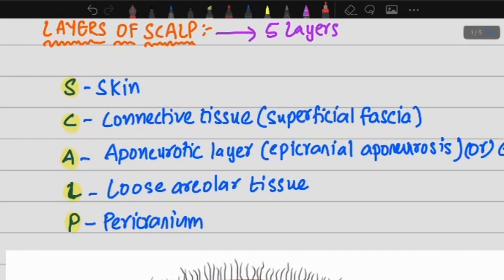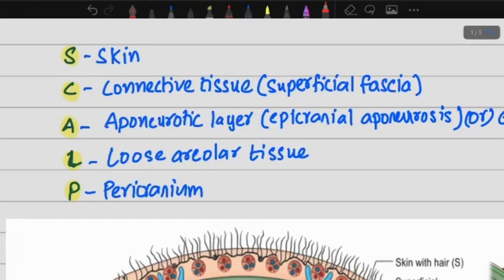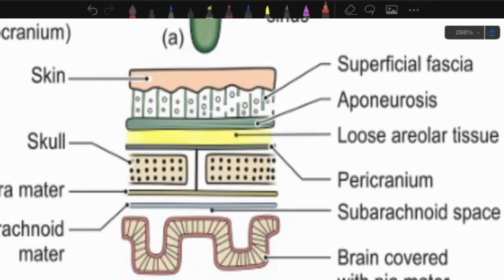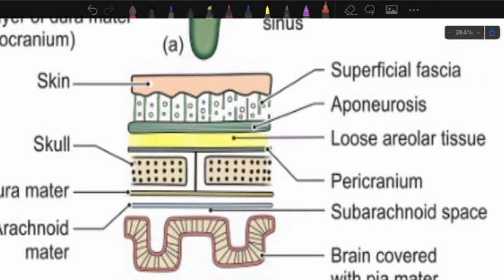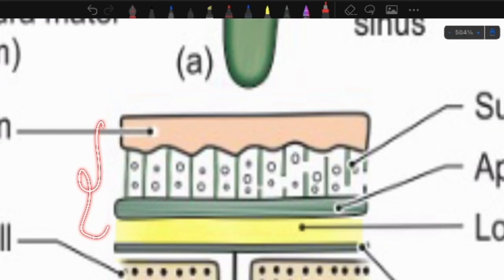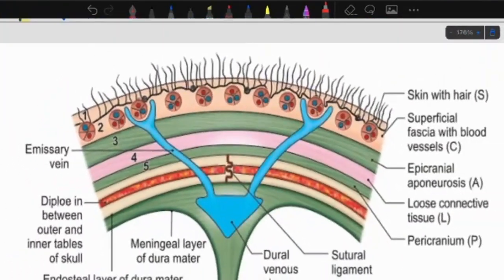Now let us study each and every layer in detail. Before studying them in detail, let us look at the diagram of these layers. You can represent these 5 layers in the exam through this diagram. This is the skin, this is the superficial fascia, this is the aponeurosis or the aponeurotic layer, this is the loose areolar tissue, and this is the pericranium. So till here it is the layers of scalp. If you have time, you can definitely practice this also.